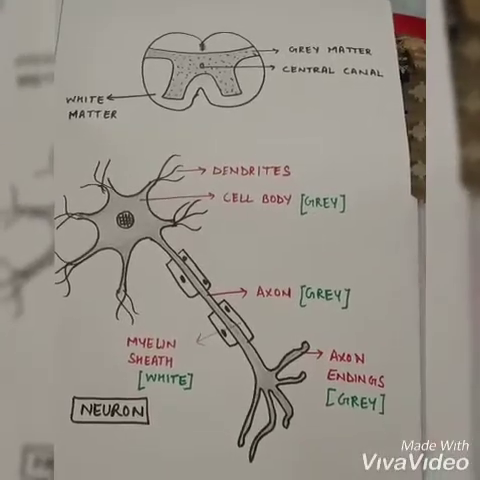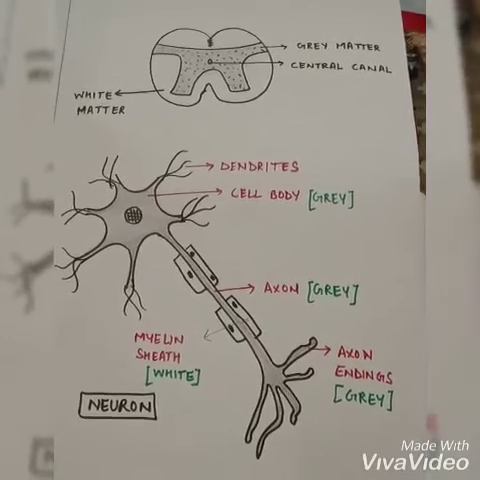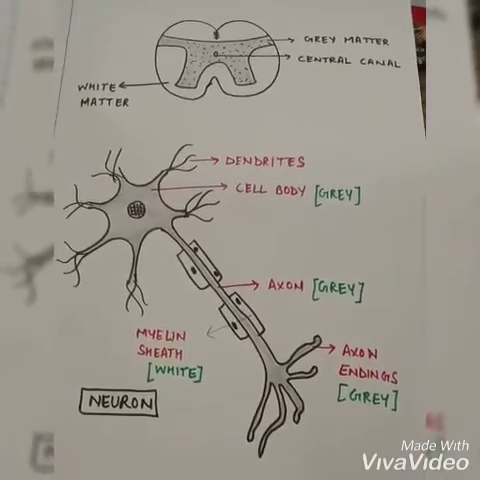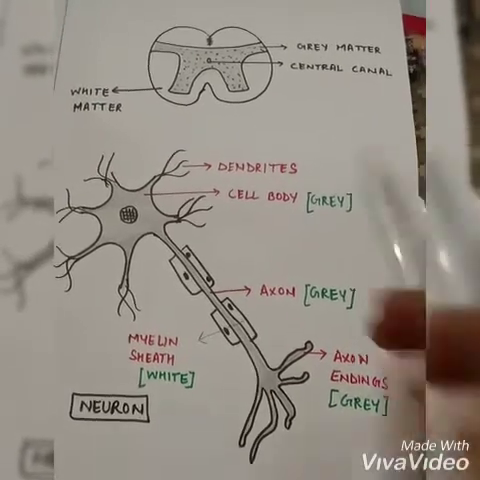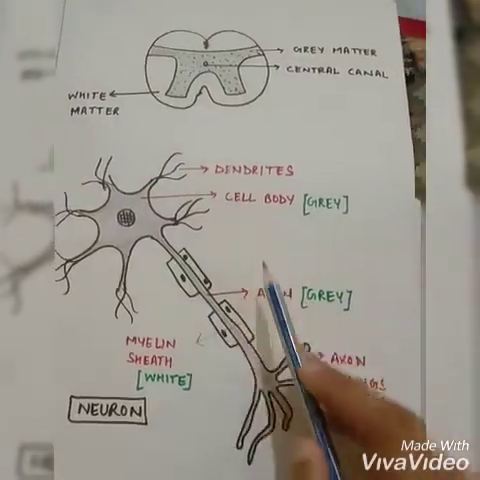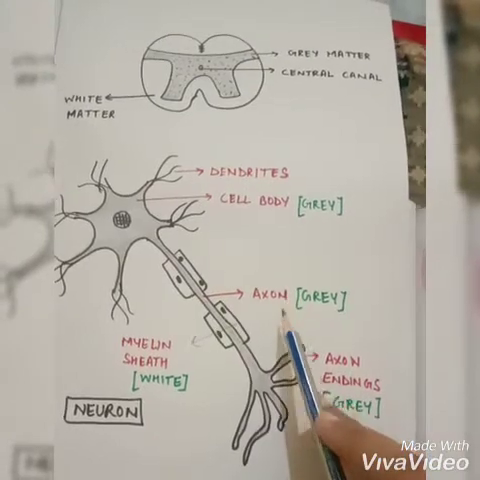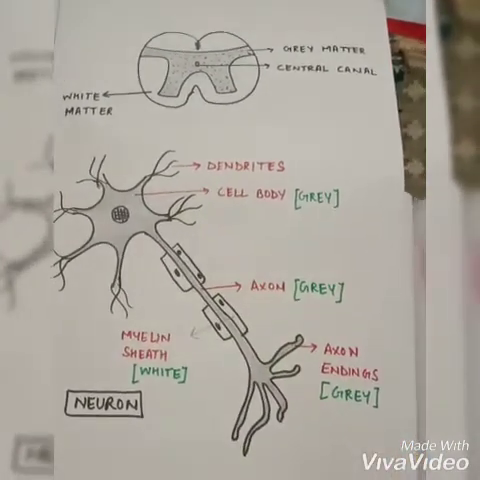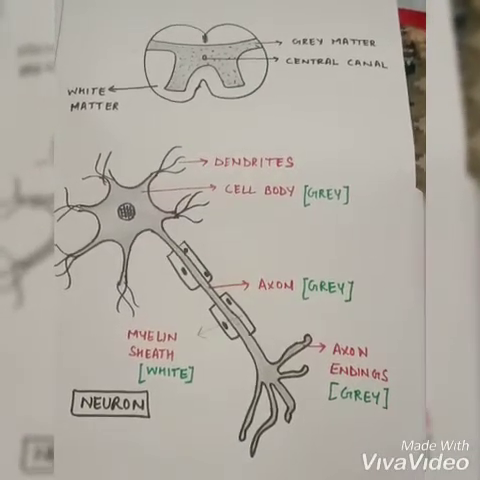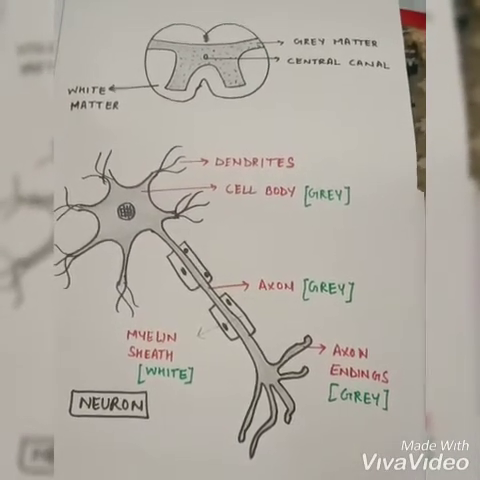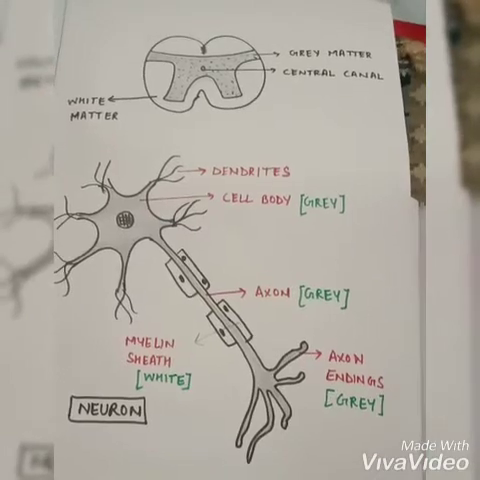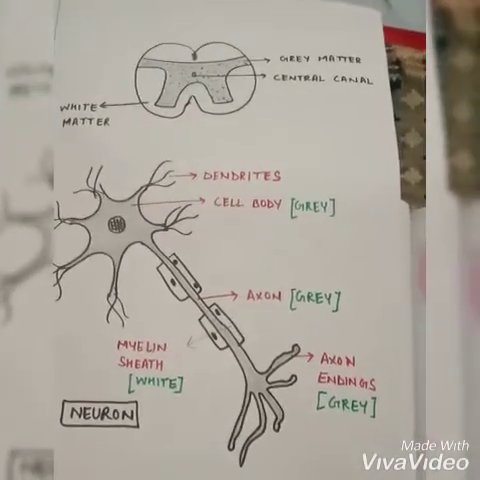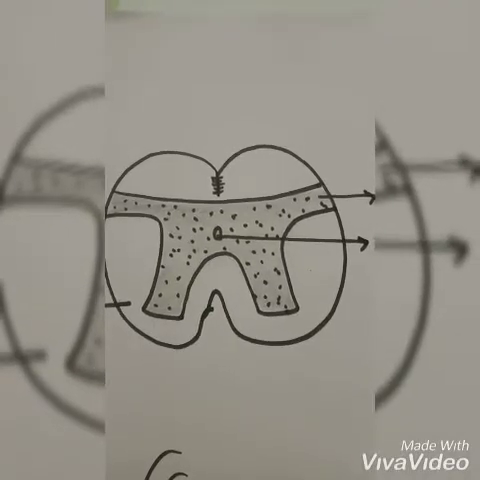Now let's take a look at what part of the neuron is gray and what part of the neuron is white. As I have already mentioned here, the cell body is gray, the axons are gray, and the axon endings are also gray. Only the white portion is the myelin sheath. And what does it constitute to become white? Yes, it is lipids.